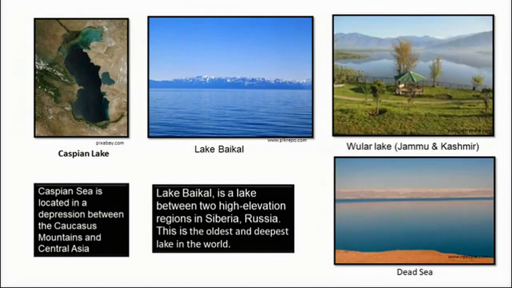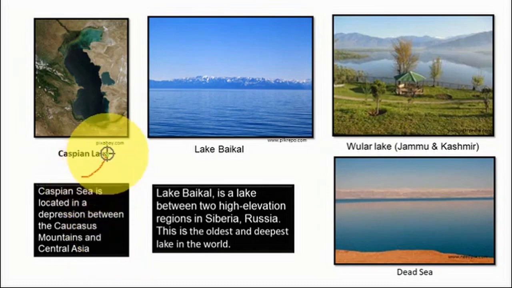Here are some examples. The first one is the Caspian lake. The Caspian lake, also known as the Caspian Sea, is the Earth's largest inland body of water. It lies at the junction of Europe and Asia, with the Caucasus Mountains to the west and the steppes of Central Asia to the east.